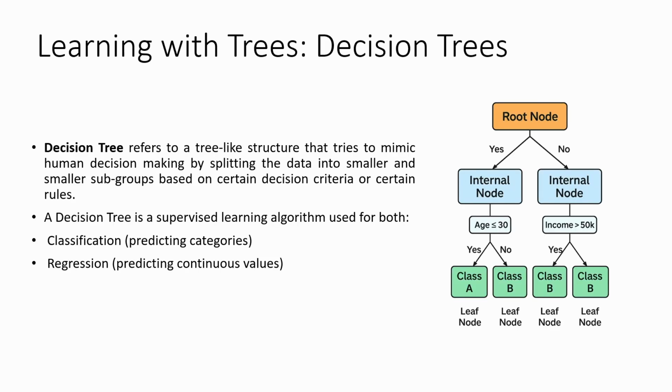So what is this decision tree? That's a tree-like structure. Actually, it mimics human decision making by splitting the data into smaller and smaller subgroups based on certain decision criteria or certain rules. So it is a supervised learning algorithm. It can be used for both classification and regression methods. Classification is used for predicting categorical variables, and regression is used for predicting continuous values.